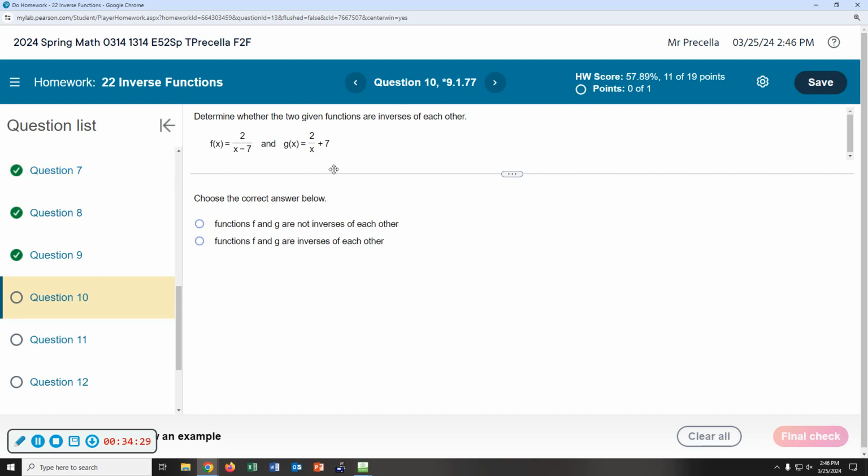Determine whether the two given functions are inverses of each other. Well, they give us two functions. Let's find their compositions. If everything cancels out except for x in both directions, great, they are inverses. If you're left with stuff that won't cancel out, then they're not inverses. So let's find, do y'all remember how that function notation works?